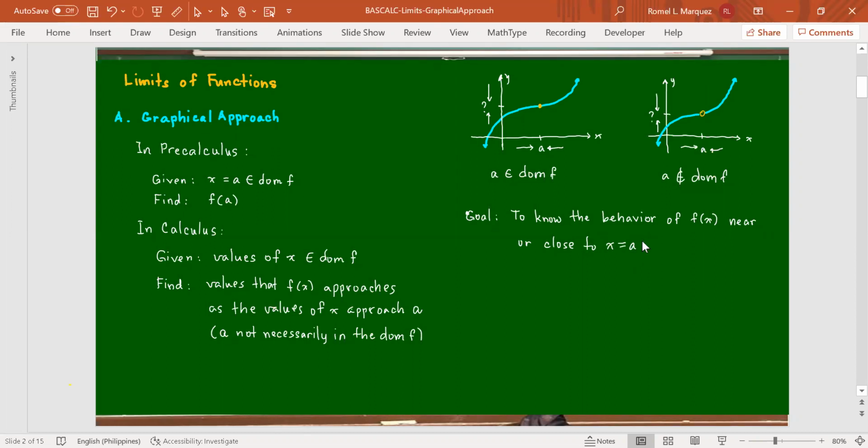Do you have any question with this, guys? So let us illustrate this by the following graphs. So the behavior of f of x is what we want to find? Yes, that's what we want to know: how f behaves near or close to x equals a. Like for instance, let us consider this graph. Let's say I have this graph.